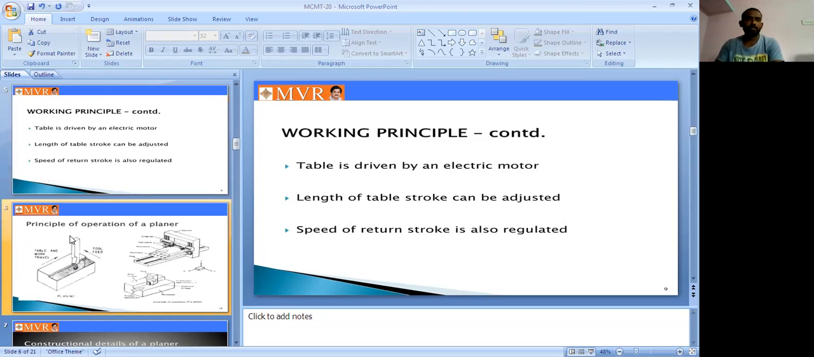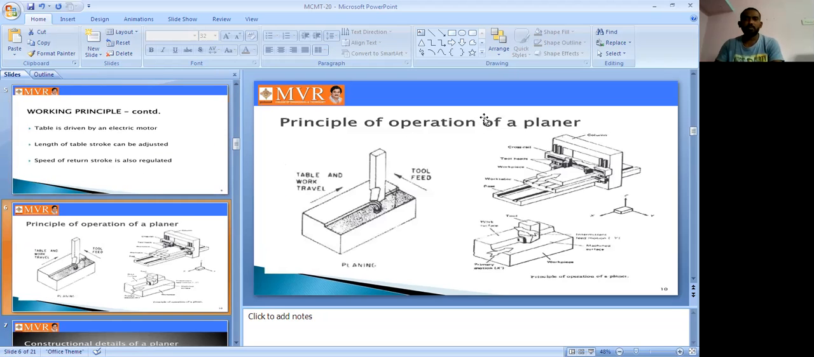See here, another one: the working principle of operation of the planer machine. So it is tool feed, and the table and work travel. The table and the work are traveling here.